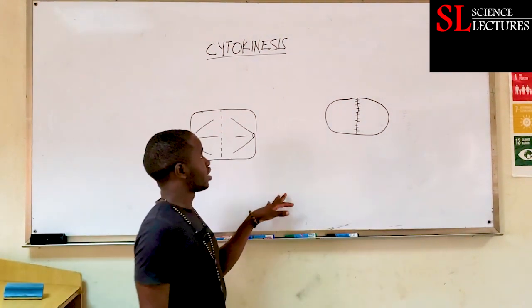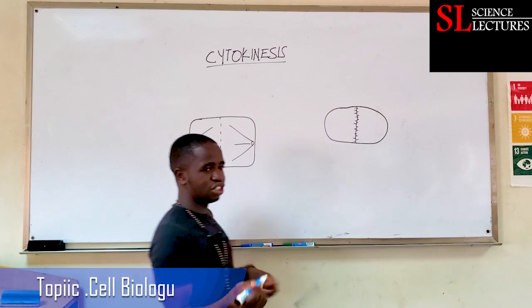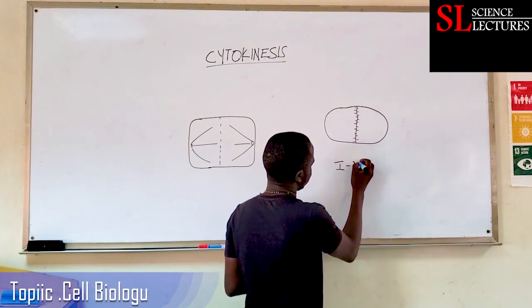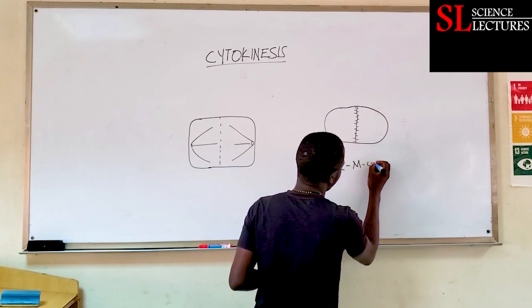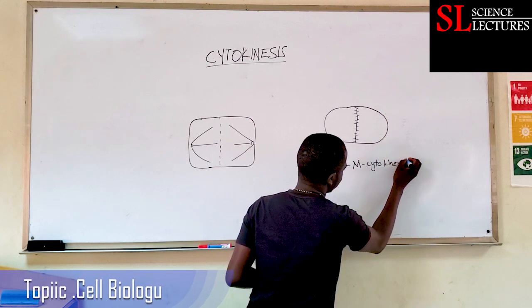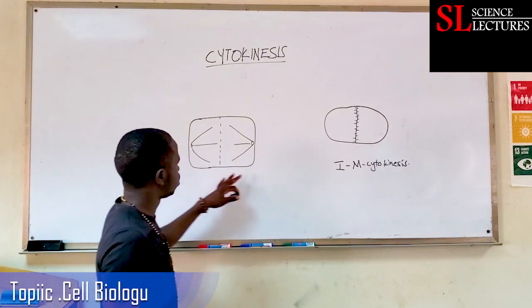So, we looked at the cell cycle. We said the cell cycle has two phases. Number one, interphase, and number two, mitotic phase. And we said the mitotic phase ends with cytokinesis. If you've not yet seen the video about the cell cycle, please do so.